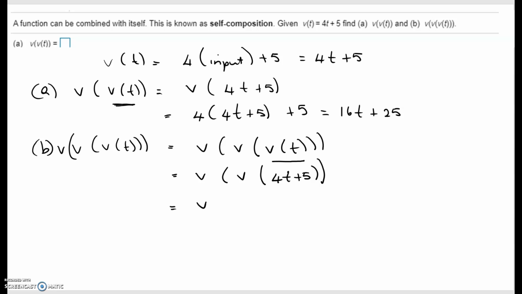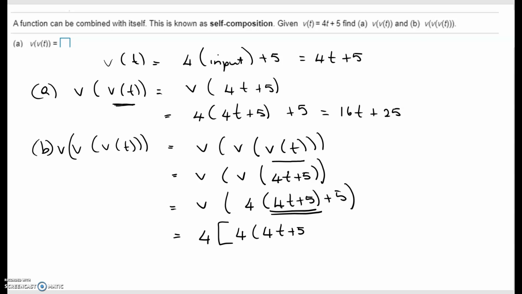And then the next one says perform v on that. So that means 4 times 4t plus 5 plus 5, because this is the input, and then v on that says 4 times your input plus 5.